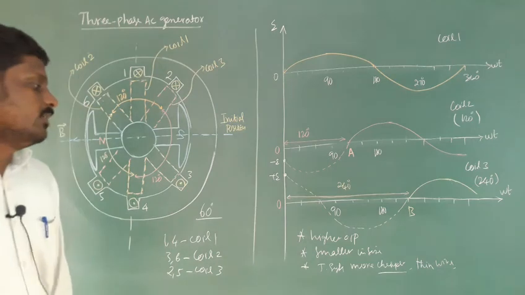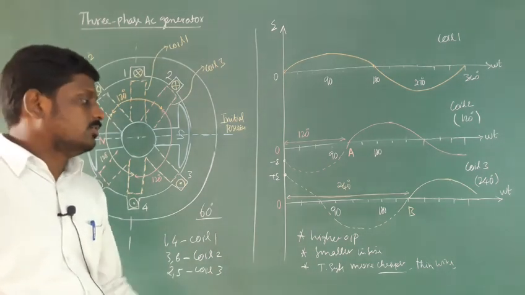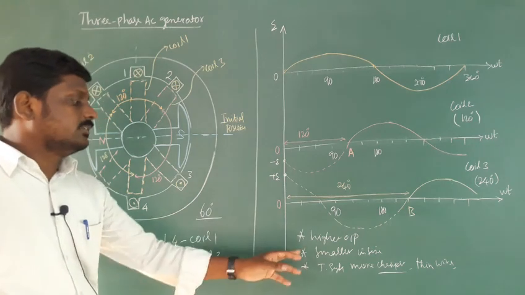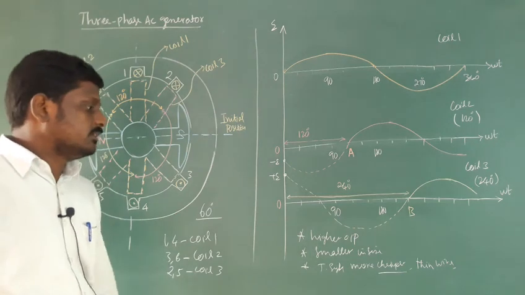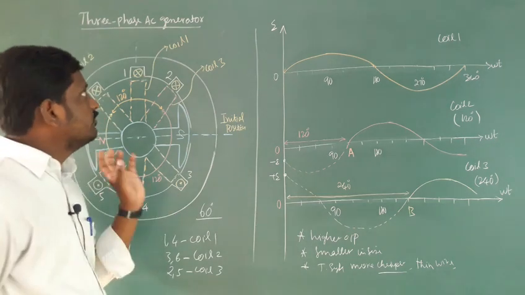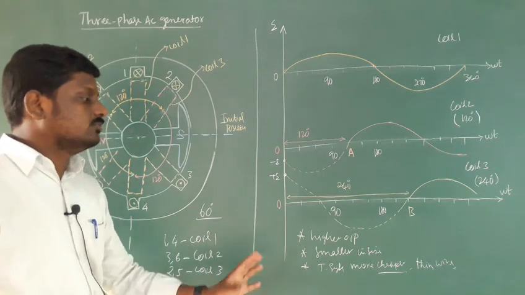Then we saw the advantages of the three-phase AC generator. It has a higher output, and compared to single-phase AC generators it is smaller in size. In the transmission system, three-phase is cheaper, and the wires needed are thinner.